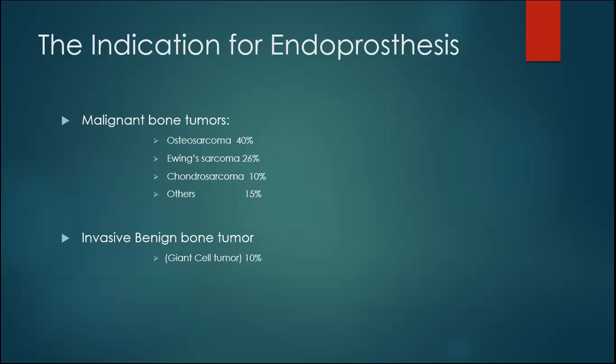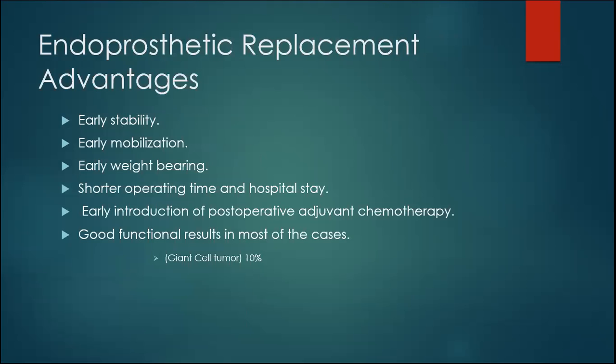So the indication for endoprosthesis is malignant bony tumors and invasive benign bony tumors that behave aggressively, like giant cell tumors. And sometimes we use it in revision reconstruction such as total knee and total hip. The advantages of endoprosthetic replacement are early stability, early mobilization and early weight bearing for the patient, shorter operating time and hospital stay in comparison with biological reconstruction, early introduction of postoperative adjuvant chemotherapy, and good functional results in most of the cases.